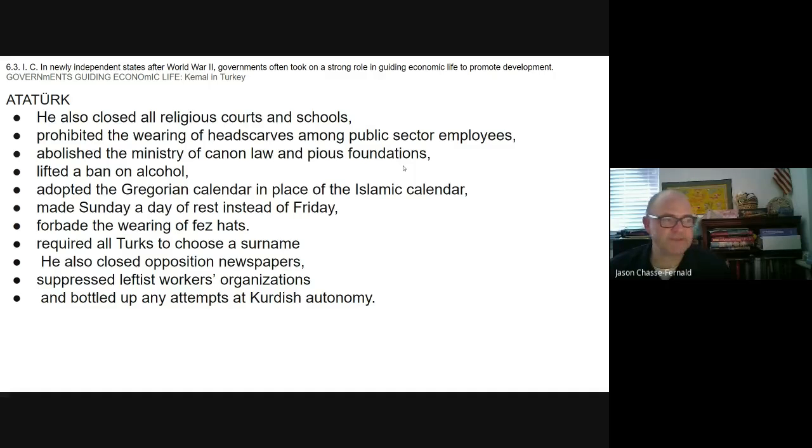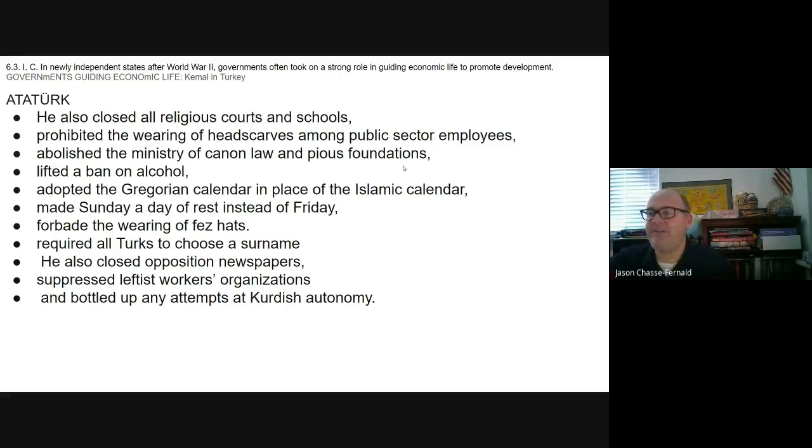Adopts a Gregorian calendar in place of the Islamic calendar. I always make sure students know what the word Gregorian means. This is the calendar that we use in the United States, a Christian-based calendar. This is the second major Christian calendar that was created after the Julian calendar. Makes Sunday the day of rest, the traditional Christian day instead of Friday.